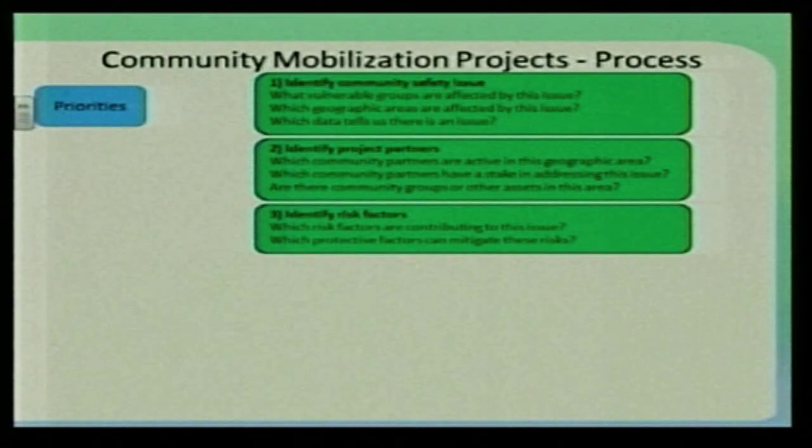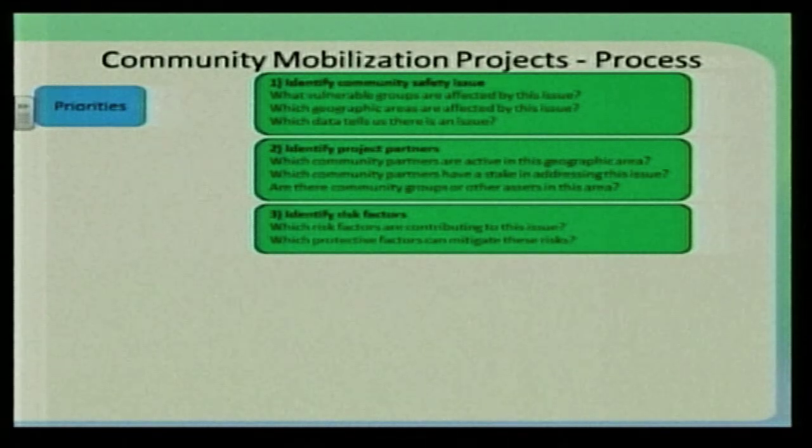Setting up a community mobilization project, first we need to identify what the community safety issue is, what vulnerable groups are affected by this issue, what geographic areas are affected by this issue, and most importantly, which data tells us that there is an issue that needs to be addressed here. Data is very important because it suggests the solutions that are going to work most effectively in the situation.